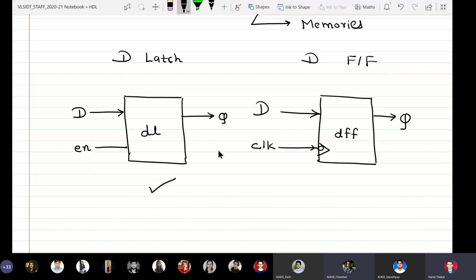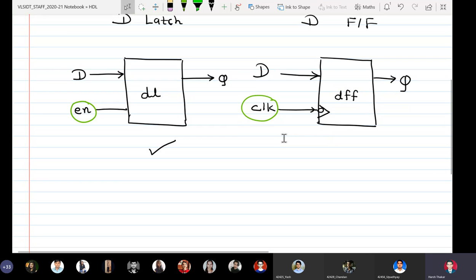You see here, clearly the only difference between the block diagram of a D latch and a D flip flop is the trigger. Enable and clock. The trigger to the D latch is called EN, enable, and the trigger to D flip flop is called CLK. Is there only an alphabetic difference between the triggers? No, sir. It is level. Latch is level triggered, and flip flop is edge triggered. Very good. So a latch is a level triggered system and flip flop is an edge triggered system.